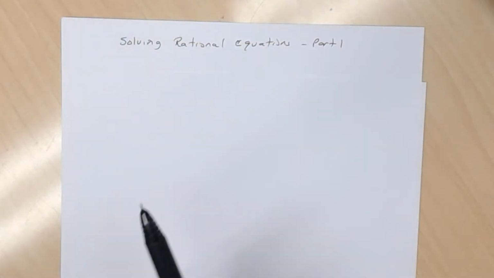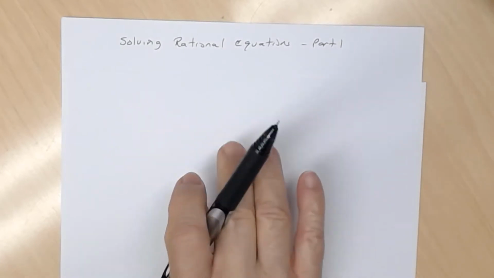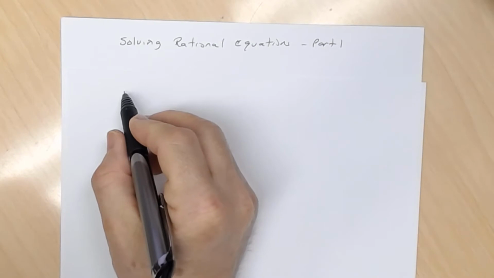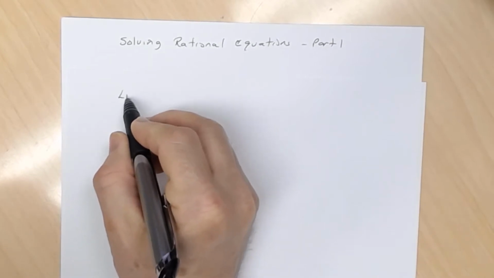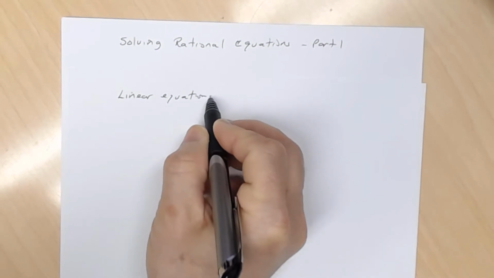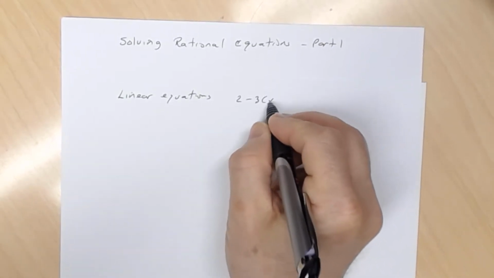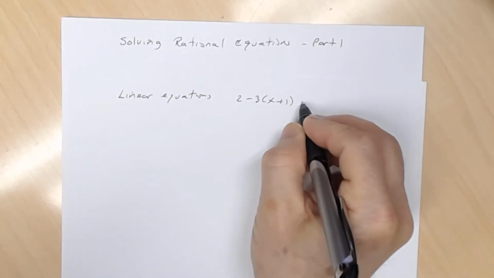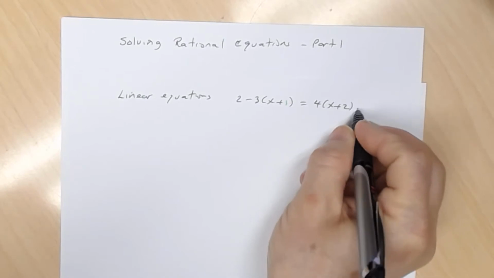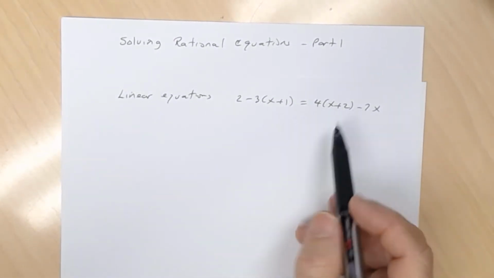In this lesson, we're going to learn how to solve rational equations, and this is going to be part 1. Now, keep in mind that in previous lessons, in previous semesters, you've learned how to solve linear equations. And you had equations like this, 2 minus 3 times (x plus 1) equals 4 times (x plus 2) minus 7x, let's say. So you solve something like this, and that was a linear equation.